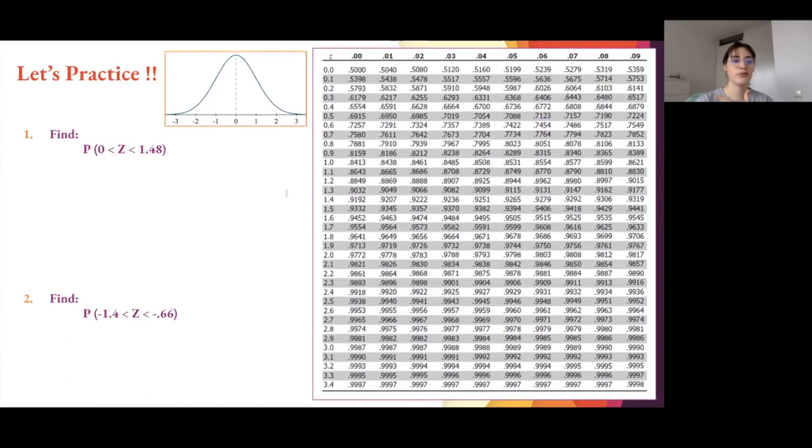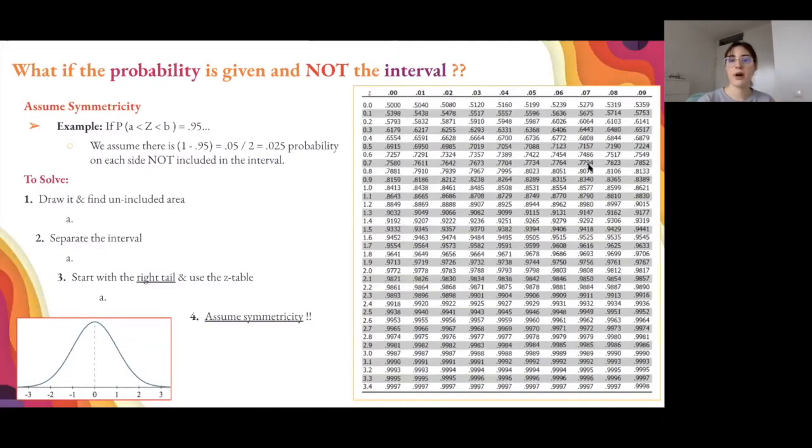Now that we worked with intervals, whenever we know the z-score, we also need to think about what if the probability is given and not the interval, because this will happen sometimes. A lot of times this happens when they're asking for maybe the shortest possible interval or something like that. They don't tell you the z-scores, but they tell you the probability.